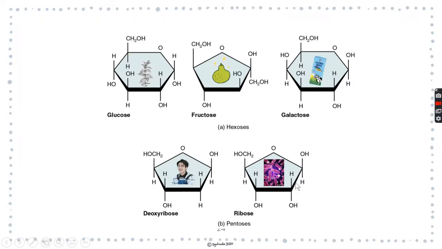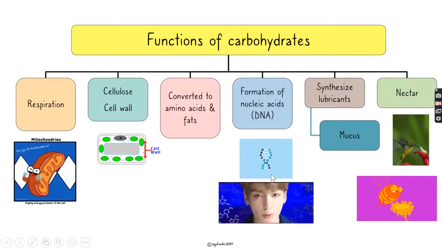You also have 2 other types of sugar molecules called deoxyribose and ribose. And this is important in the future when we are going to look at DNA. Deoxyribose can be found in, for example, the DNA of a human being, and ribose is a type of sugar that is found in bacteria.